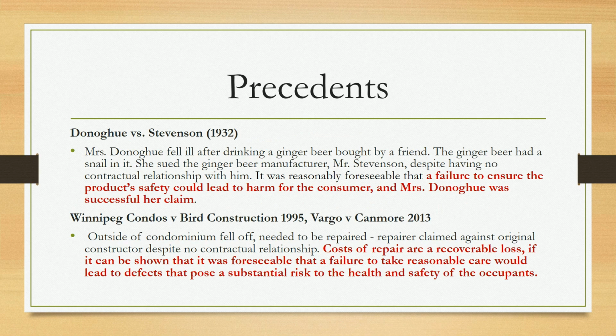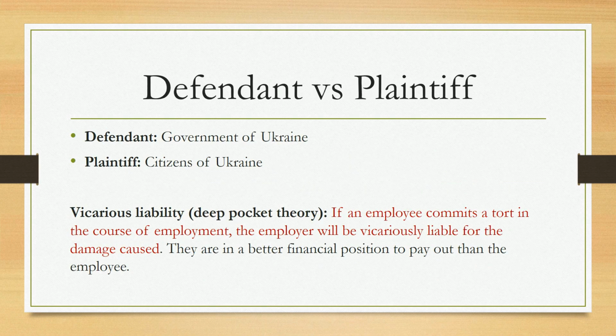The relevant precedents of this case are Donoghue v. Stevenson for the establishment of tort law, and Winnipeg Condos v. Birdman Construction. As the employer of the nuclear power plant engineers, the defendant of this case is the Ukrainian government, and the plaintiffs are the citizens of Ukraine.